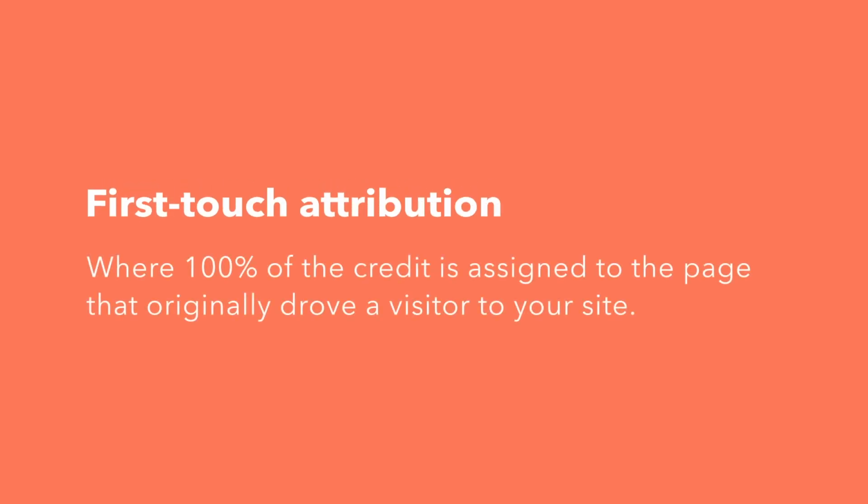Attribution models are directly connected to your goals and metrics for your content. And there are many attribution models out there that you can pick from. Here are a few of the most popular. First touch attribution is where 100% of the credit is assigned to the page that originally drove the visitor to your website. This model does overemphasize high-level awareness stage marketing efforts, but it's an easy way to know what exactly is attracting people to your brand.